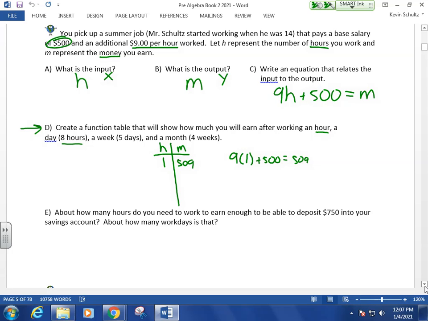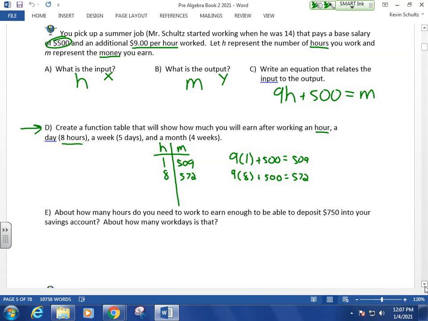Okay, the next one says a day, which we're calling 8 hours. Typical length of work day. So if we work 8 hours, our equation is going to change only slightly in that instead of 1, we're going to plug in 8. So 9 times 8 is 72 plus 500, $572.